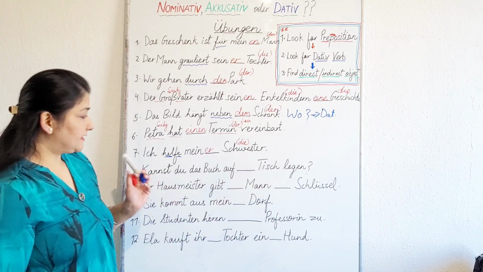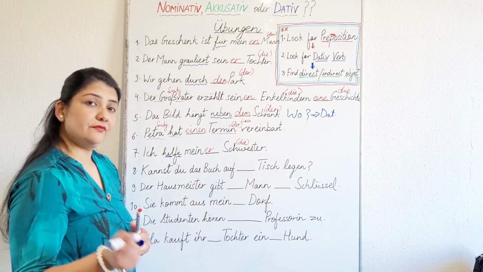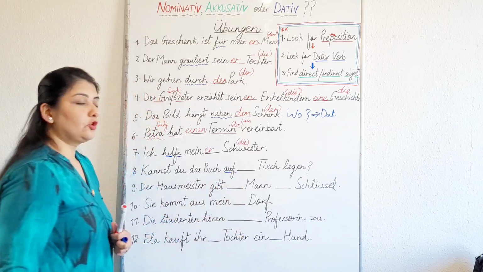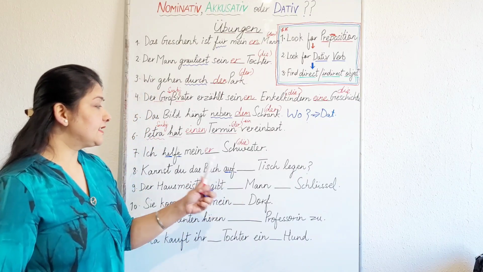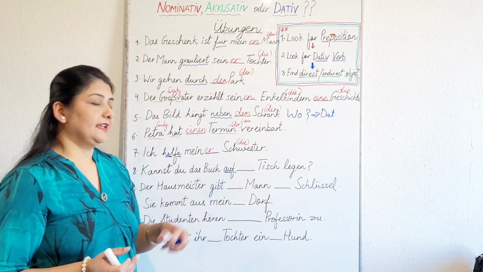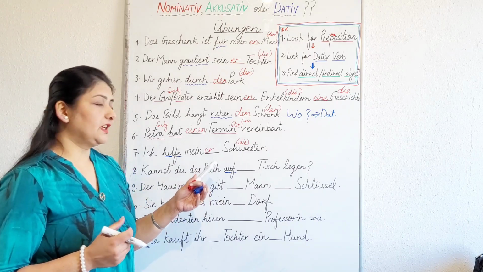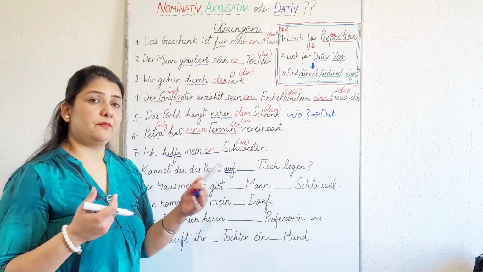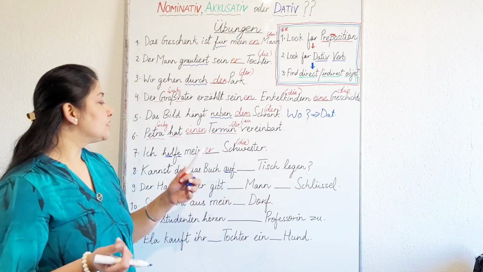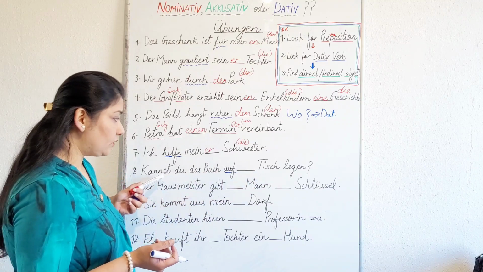So, is there any preposition here? Yes, we have a preposition: auf. And what kind of preposition is it? It is a Wechselpräposition. Auf ist eine Wechselpräposition. Und deshalb fragen wir hier, ob es sich hier um eine Bewegung handelt oder nicht. Yeah? So now we are going to question if there is any movement going on.